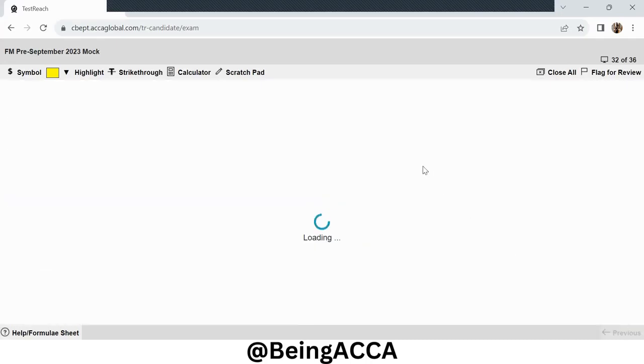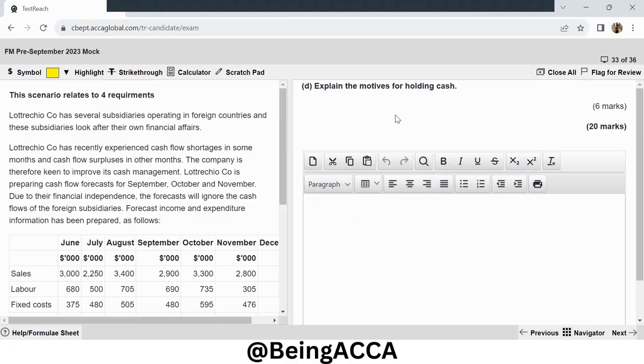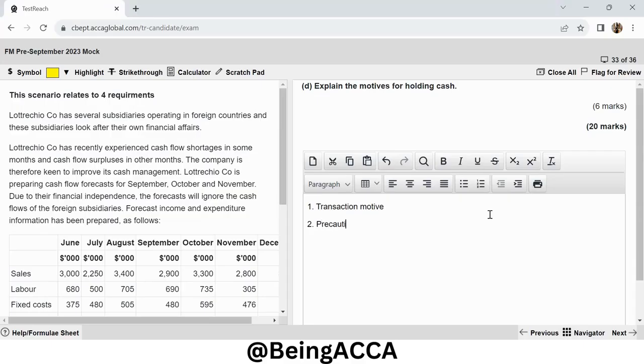Now let's move on to the next one. Explain the motives for holding cash. Now, this is a pretty straightforward question. It is straight from your book. Again, for 6 marks, that means 2 marks for each motive that we have learned. So, what are the motives that we have learned? First is the transaction motive, then you have your precautionary motive, and then you have your speculative motive. I will just briefly explain all these motives to you now.